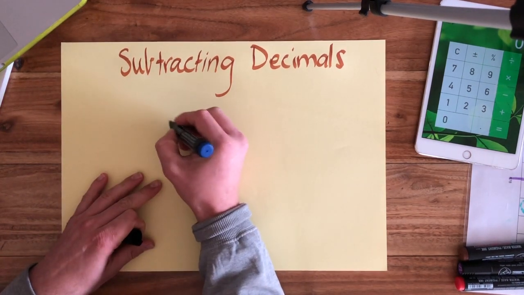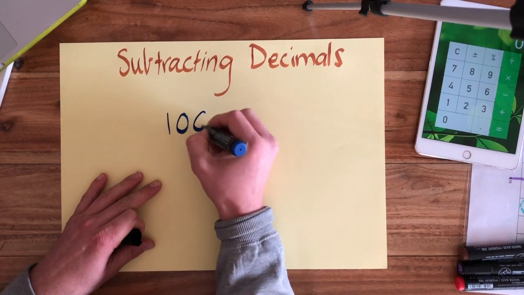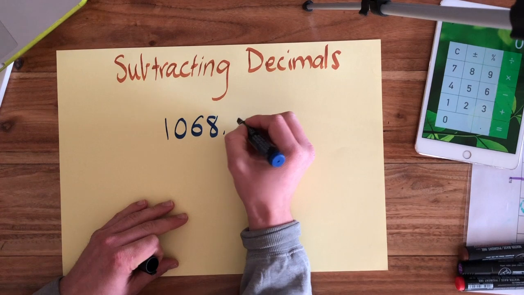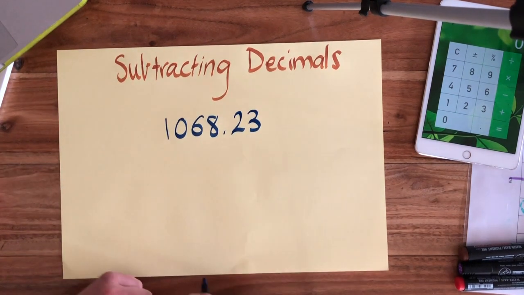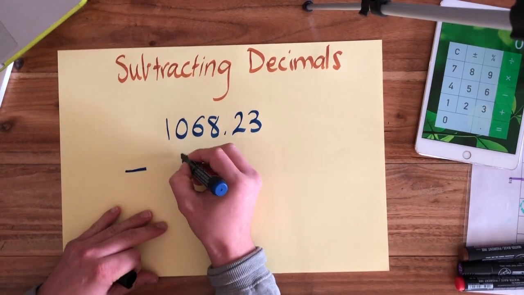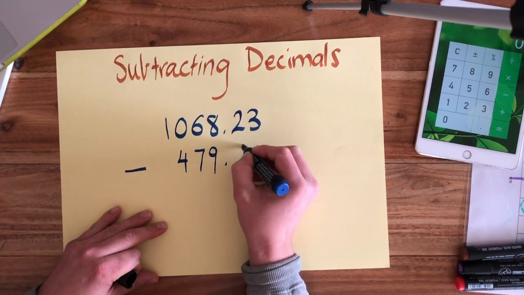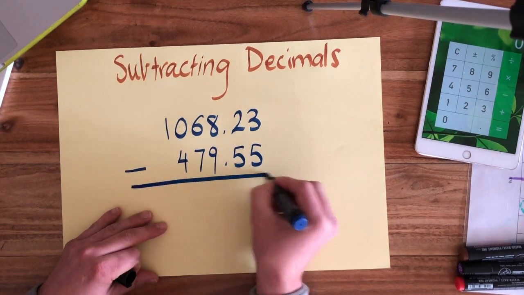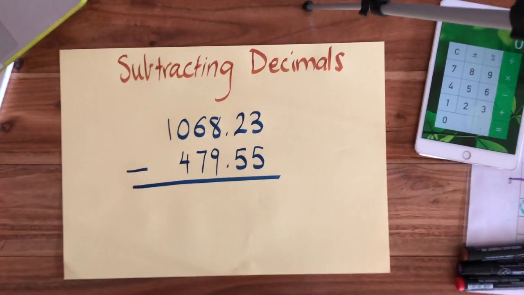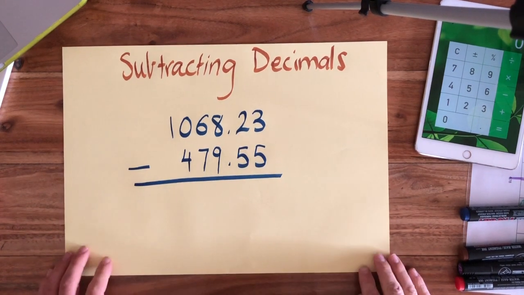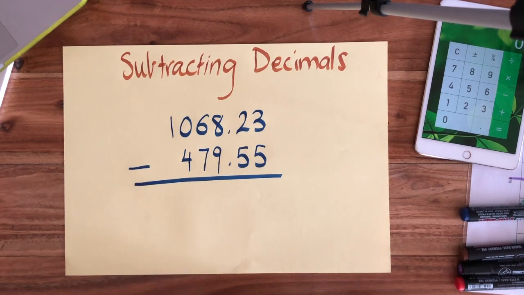I'll give myself a number. Let's make it a big number. 1068 and 23 hundredths, subtract 479 and 55 hundredths. Now decimals are often what we use when we're using money. So money is in everyday life, especially in the future when we are using online digital currencies. So knowing what a decimal is and how to add and subtract is really important.